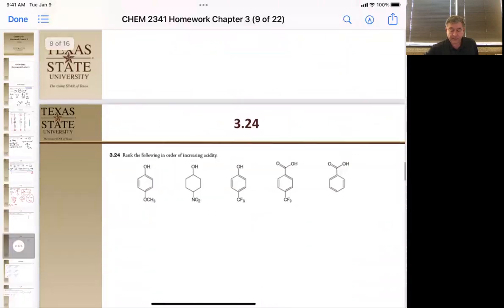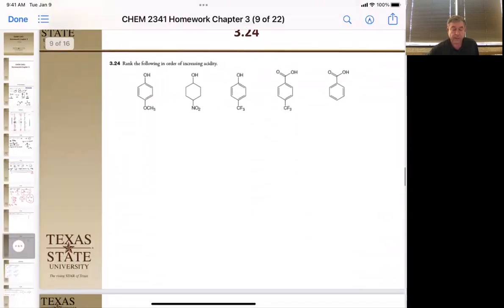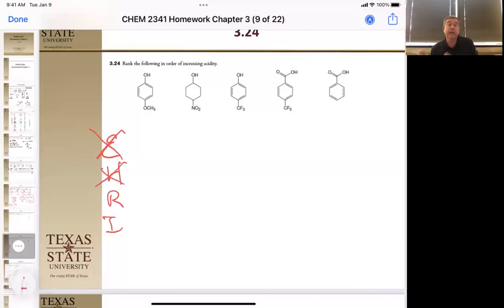Okay, so rank the following in order of increasing acidity. Remember, there are 4 things we have to worry about for acidity. 1 is the element, 2 is the hybridization, 3 is resonance, and 4 is inductive effects. We're all dealing with oxygen here, so we don't have to worry about the element. The hydrogens are on all the oxygens, so we're not changing our hybridization. So all we're caring about is the resonance and/or inductive effects.